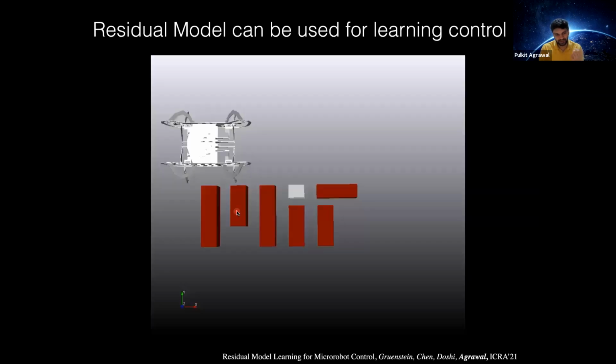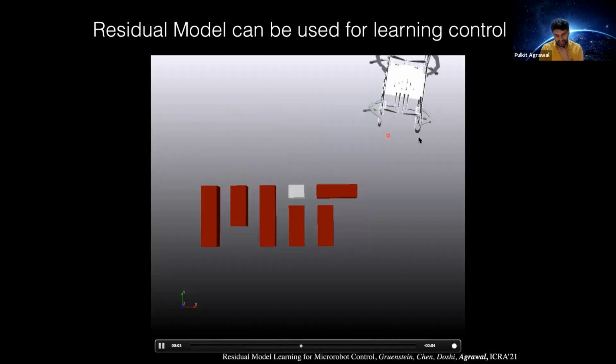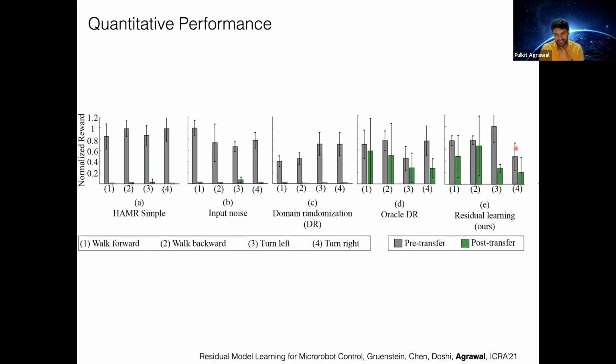And then for example, we can get this agent and it can learn how to walk or even turn left and turn right. And you can look at the post-transfer performance, which ends up being substantially better than doing domain randomization or just using a simplified model. So what is the takeaway over here is, for some problems, we might have analytical models which are available. So we don't need to learn what we have, but we can just learn what is required.